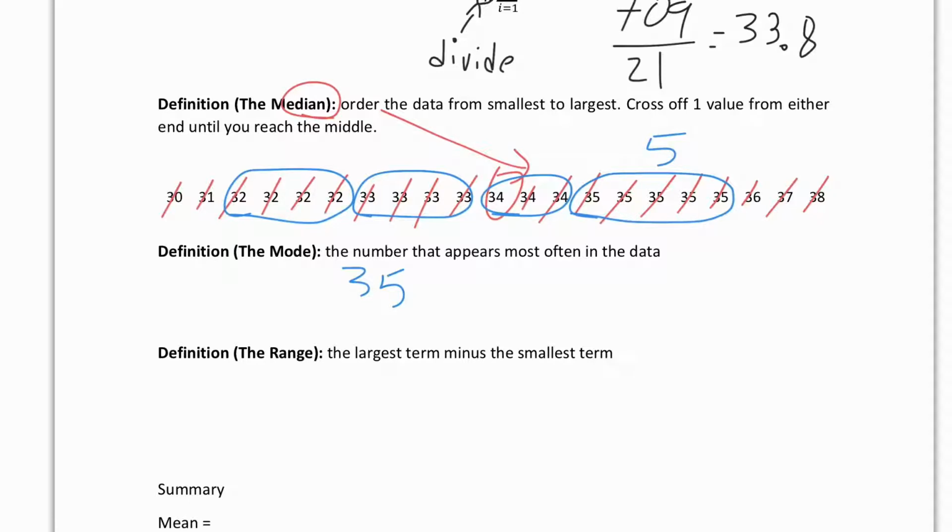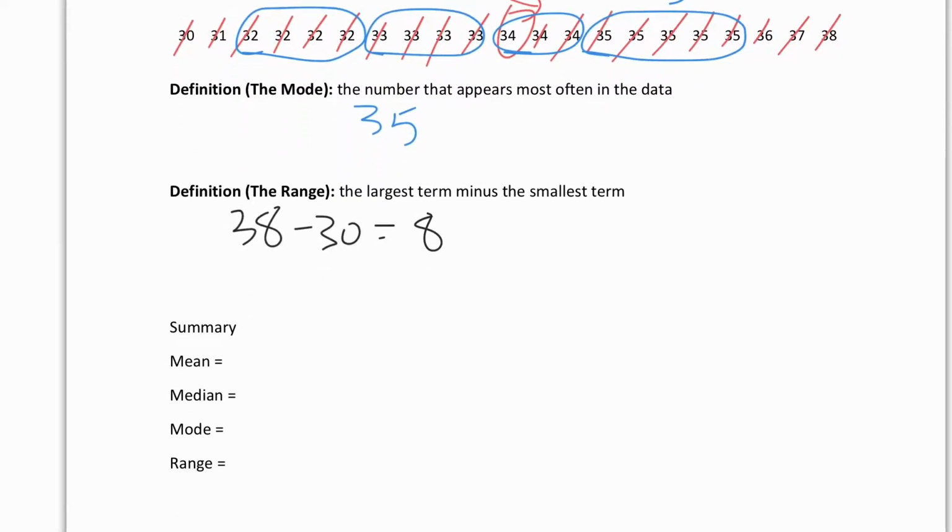And the range is another number you could say to somebody. This one is taking the highest value and subtracting the lowest value. So we would do 38 minus 30, which gives you 8. And so as a summary, we have the mean of 33.8, the median of 34, the mode of 35, and the range of 8.